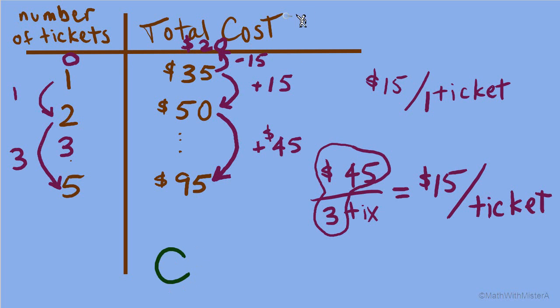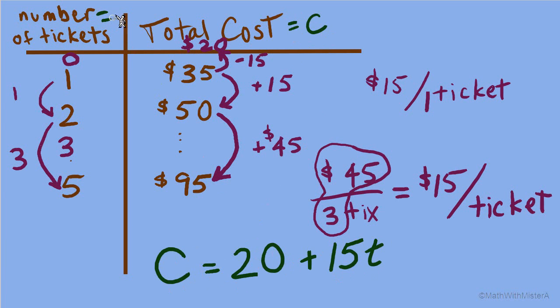We'll use C to represent the total cost, and that's calculated by the starting amount, parking was $20, and then it increases by what constant rate of change? $15 per ticket. The number of tickets represented by the variable t.